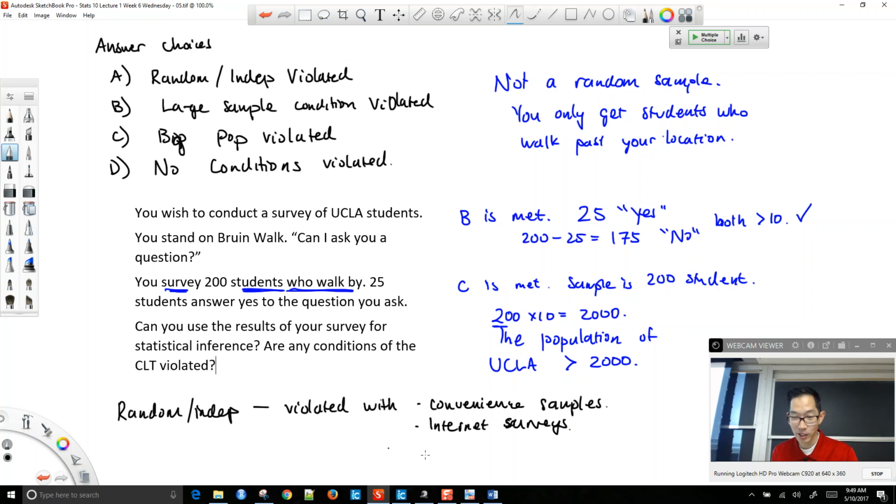So samples with less than 100% response rate. You might manage to send surveys to a random group of people, but if only half of those people respond, then it's no longer a random sample, because now it's just those who felt like responding. And so we've got to watch out for the random and independent condition being violated.